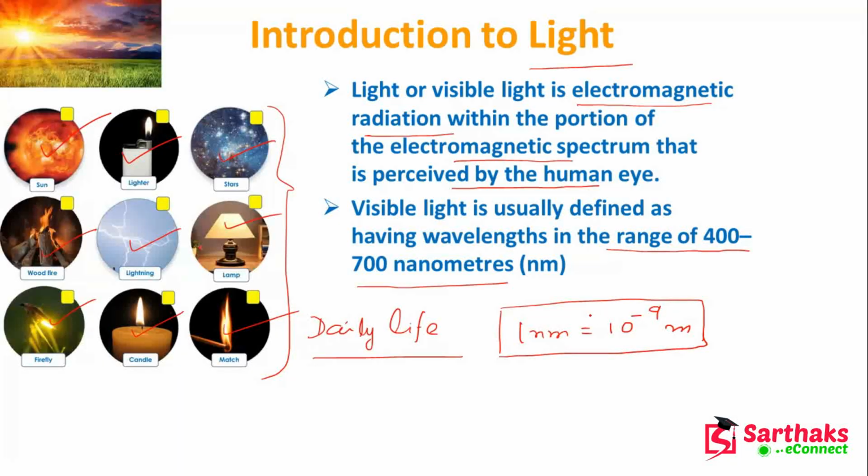So the light or visible light is electromagnetic radiation within the portion of electromagnetic spectrum that is perceived by the human eye. Because if I cannot see, then I will not call that light. So visible light, what is its wavelength? 400 to 700 nanometer. So this is very much important. Visible light 400 to 700 nanometer, and 1 nanometer is 10 to the power minus 9 meter. Okay.